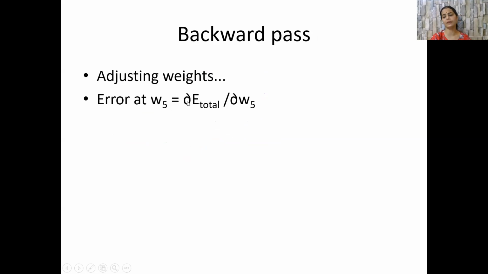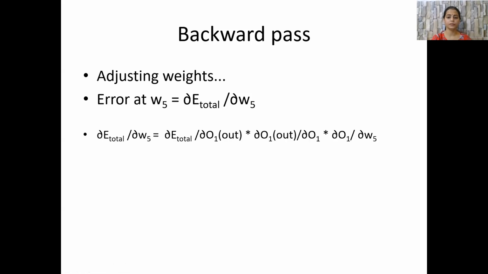The error at W5 can be calculated as a partial derivative of E total with respect to W5. So this is how we will calculate the value of dE total by dW5. In order to find this partial derivative, we shall have to apply the chain rule and split this term dE total by dW5 into its constituent terms.